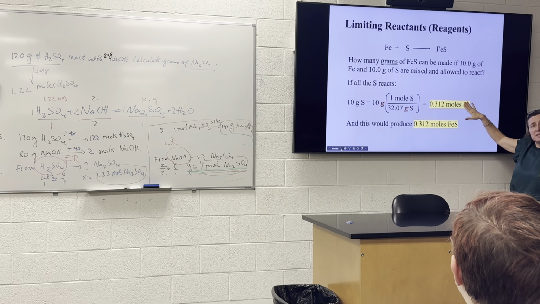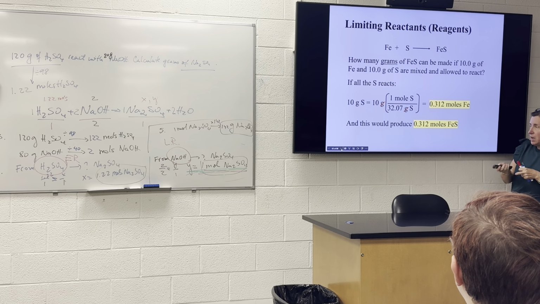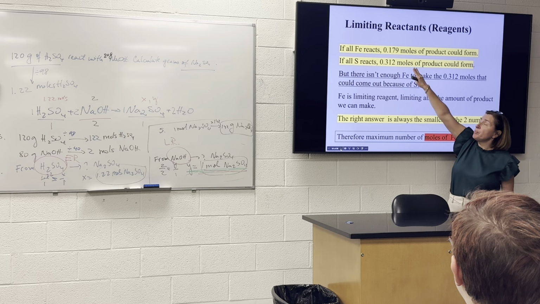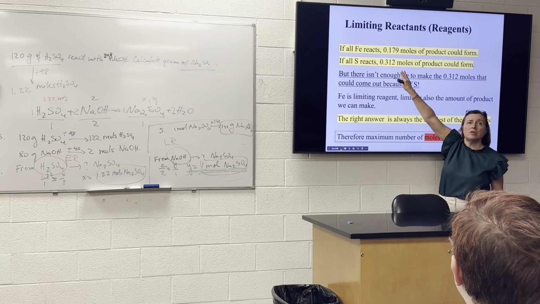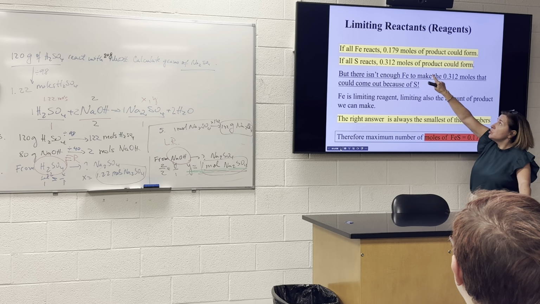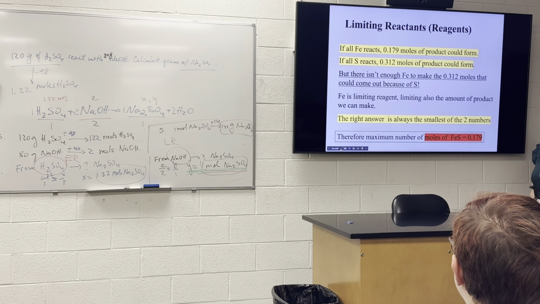What did you have on the previous slide in terms of moles, and what do you have here in terms of moles? So basically, if all the iron reacts, you get 0.179. If all the sulfur reacts, you get 0.312 moles of the same product. And you choose the smallest number. The 0.179 is the right answer, and that is called your theoretical yield.